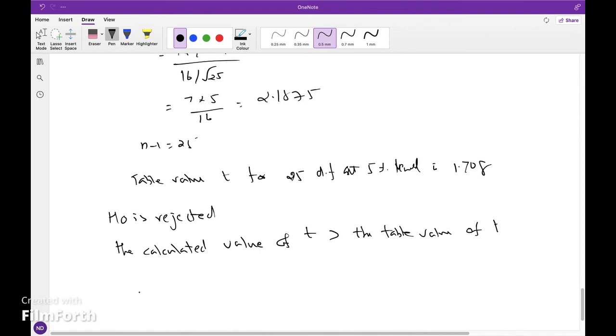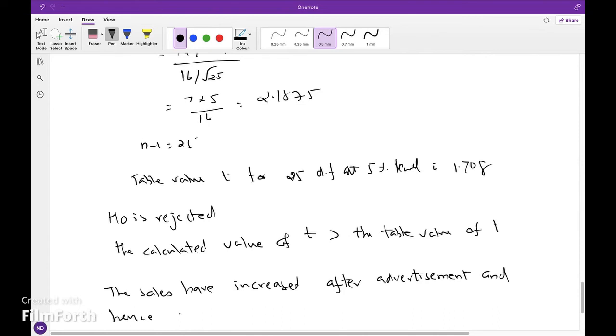This means the sales have increased after the advertisement, and hence the advertisement is effective.